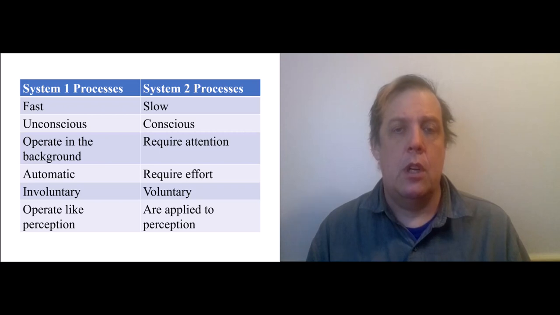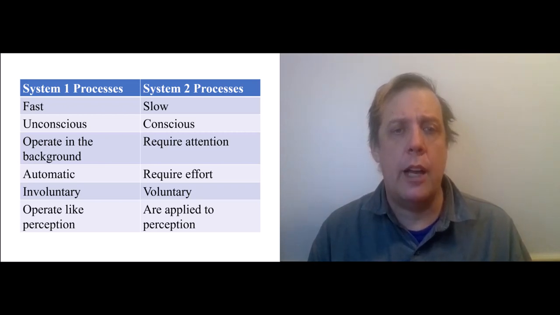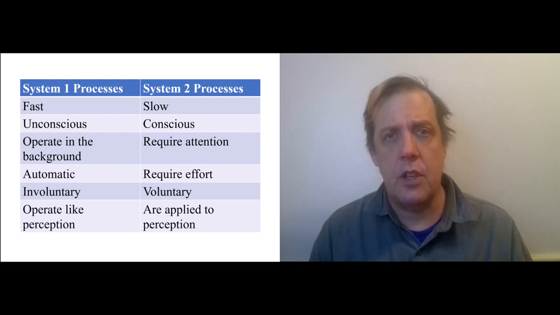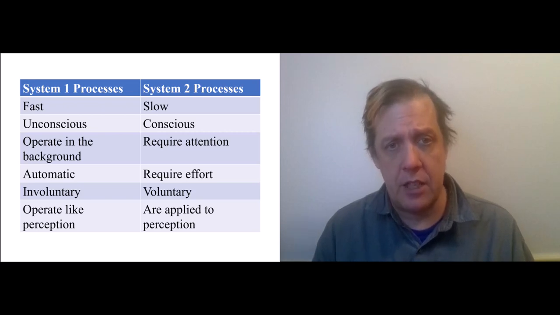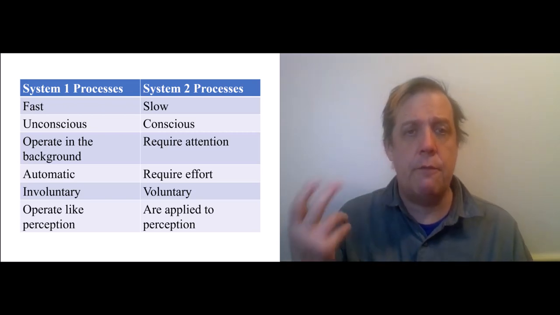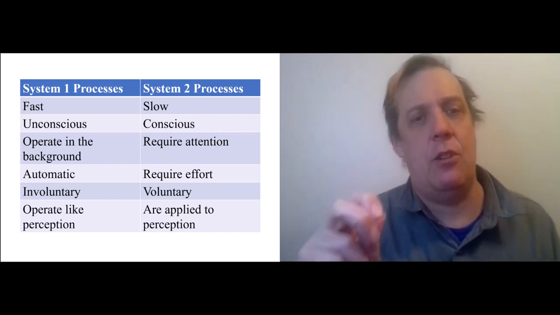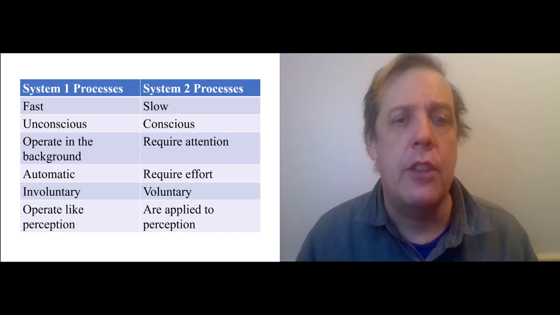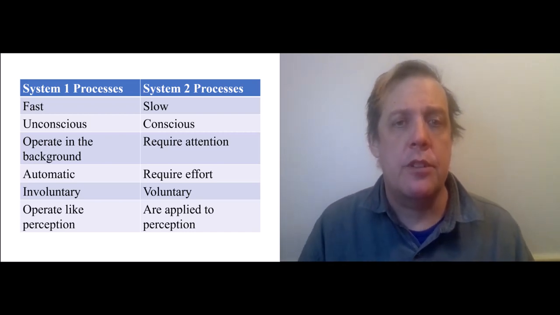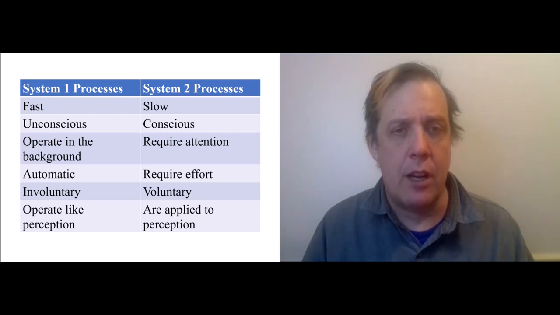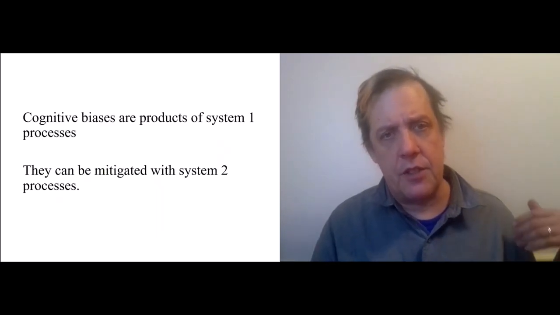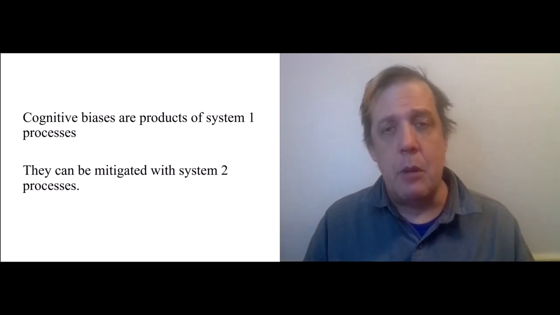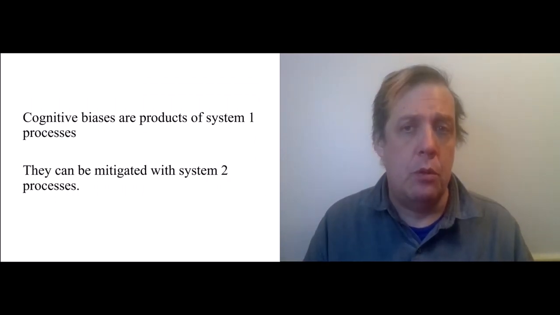System 2 is anything that you do with your mind that is slower, conscious, and requires deliberate effort, right? It's voluntary. If I decide to focus my attention on a certain place, if, for instance, I want to meditate and I'm staring at a candle, I focus my attention on the candle. That's a System 2 process. System 2 processes are like critical thinking. They require effort. So basically, cognitive biases are products of System 1, and they can be mitigated using System 2, right?